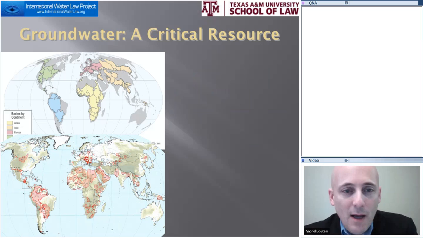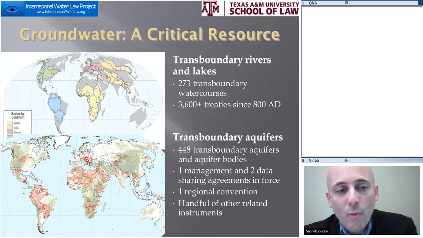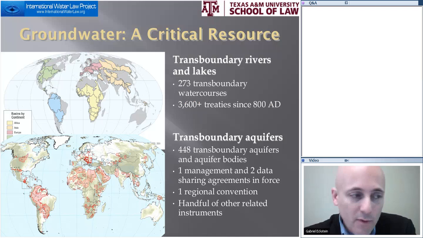And I emphasize that point because worldwide, we have so many transboundary aquifers, and in fact, we're discovering more as IGRAC continues its work. And in comparison, we have a scant number of agreements and treaties that address these transboundary aquifers. In the last 1,200 plus years, we've developed some 3,600 treaties for transboundary rivers and lakes. And to date, there really is only one management treaty for a transboundary aquifer, and that's the one for the Genevese aquifer.